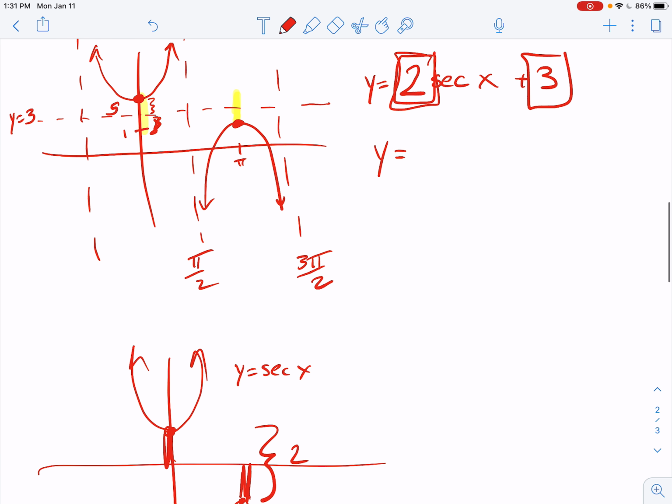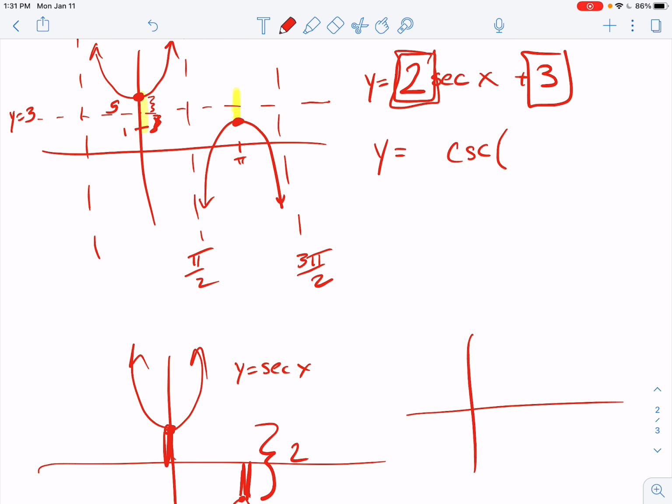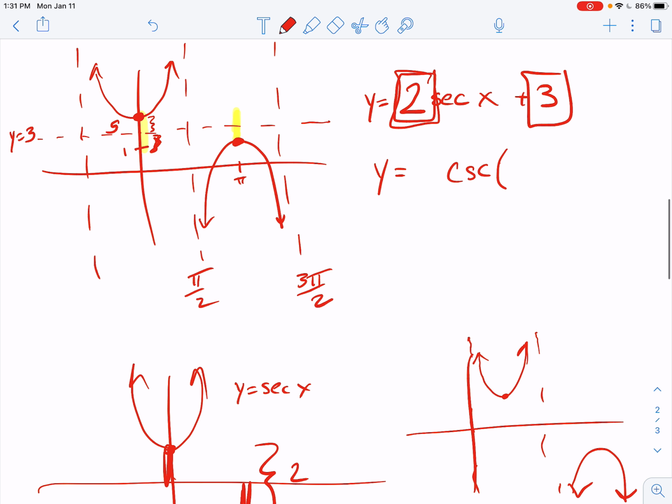If we were to write this then as a cosecant function, keep in mind, I said secant, I meant cosecant. Cosecant does something like this, where this is at pi over 2, and here's the asymptote at pi, and here's an asymptote at 0, and then it's down here. This is going to have the same 2 and the same plus 3, because this graph has still been pulled apart from the x-axis and then shifted up. So those are going to be the same, even if you switch to cosecant.